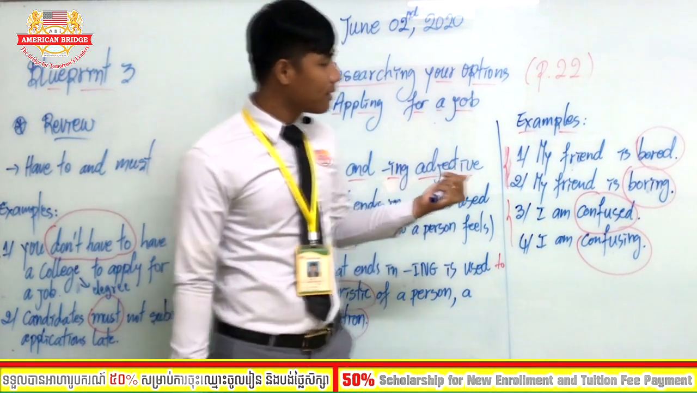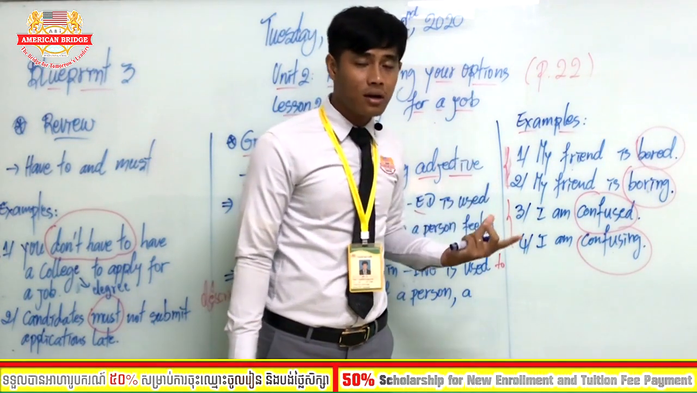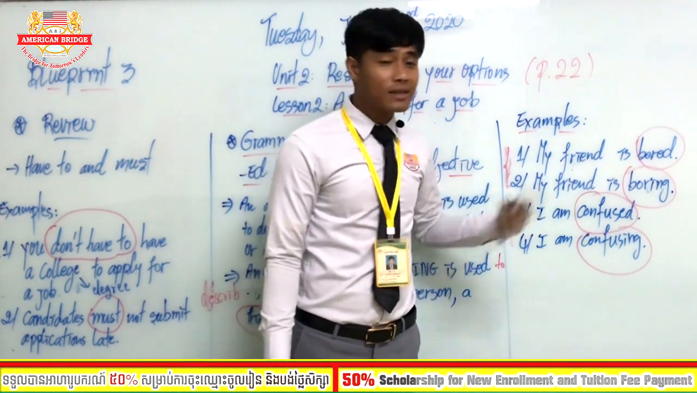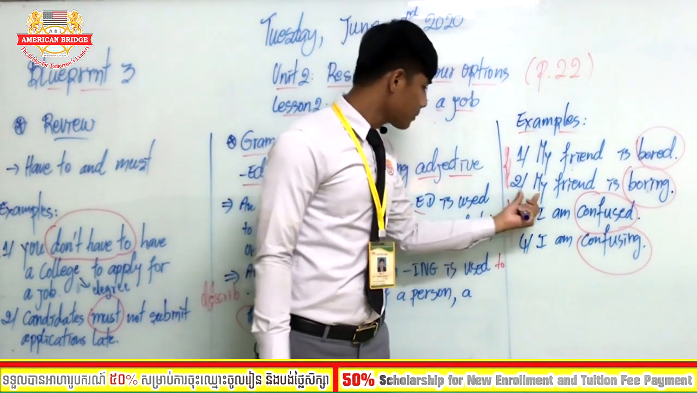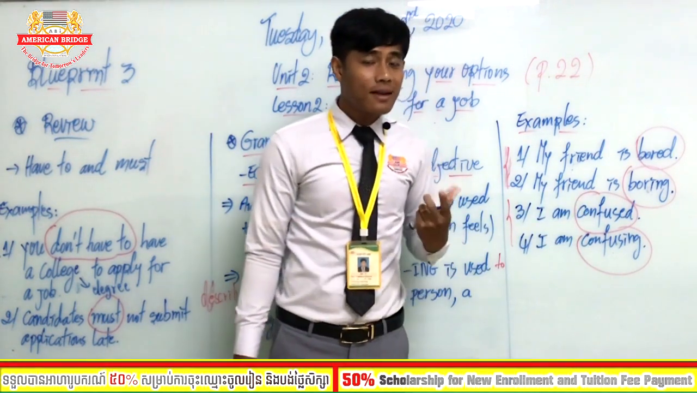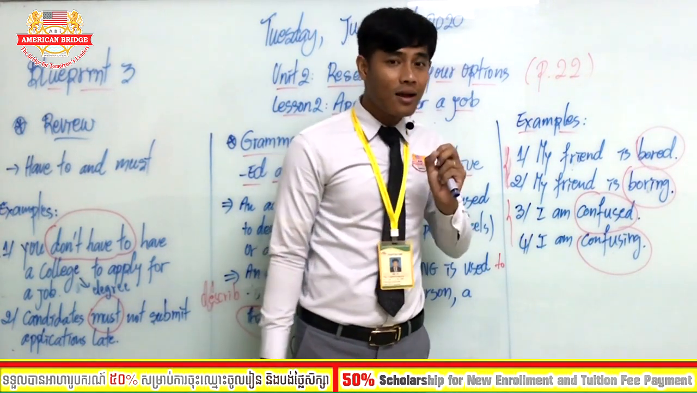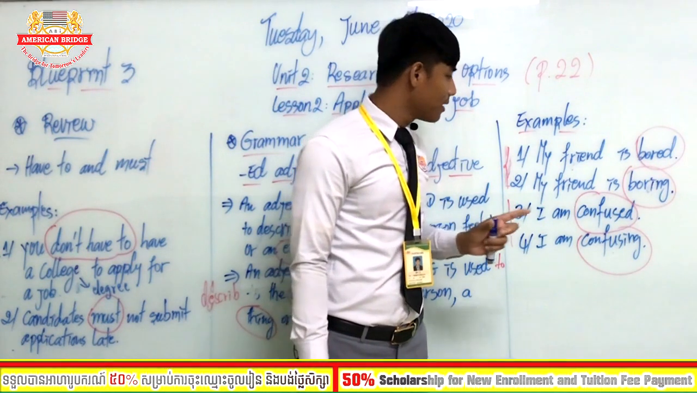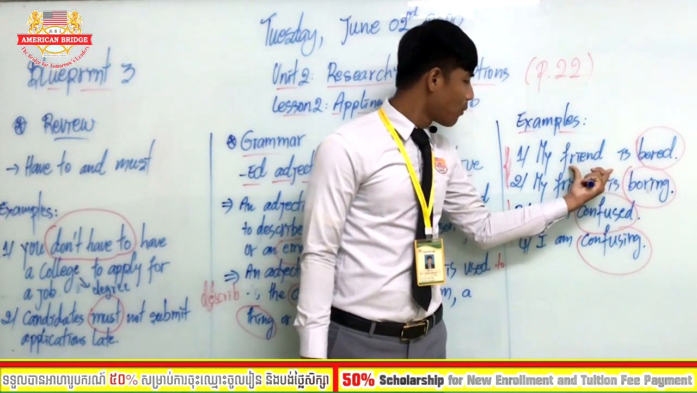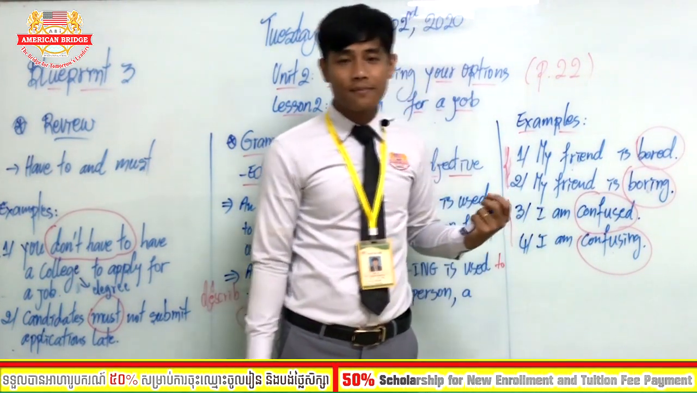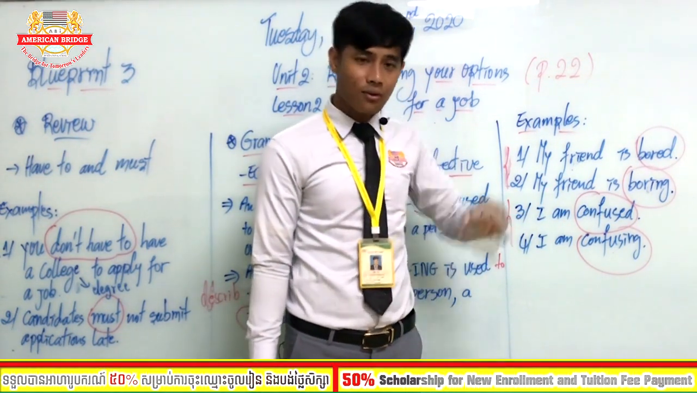My friend is bored can be because he has a lot of work or something. So this time he feels bored. Okay. My friend is boring. My friend is boring over here means my friend is the type of person who is boring. Okay, who is boring? It's a type of person, always boring. Okay, but over here, number 1, my friend is bored means just now. Okay, just now he or she has a lot of work to do, so feels bored.